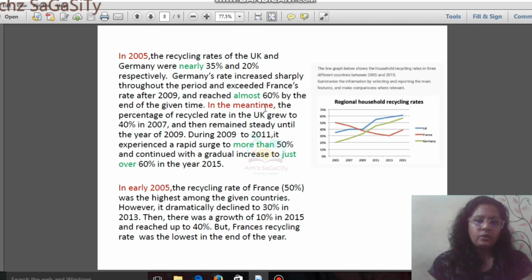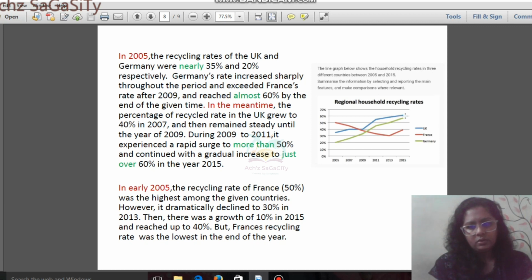After that, we want to mention the rate of the UK. So we want to use one cohesive device, in the meantime. That means at the same time; you can use meanwhile also. In the meantime, the percentage of recycled rate in the UK grew to 40% in 2007, because firstly, it shows a significant increase. Then it shows stable data. It remains at 40 up to 2009. Then it had an increasing growth, that means a rapid surge, a rapid increase. Then after that, it shows a gradual increase. Here you can see the fluctuations. So by using this vocabulary, you need to denote each trend.